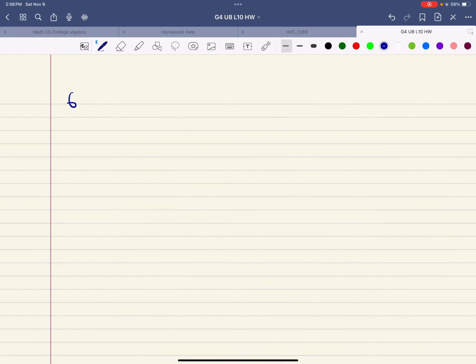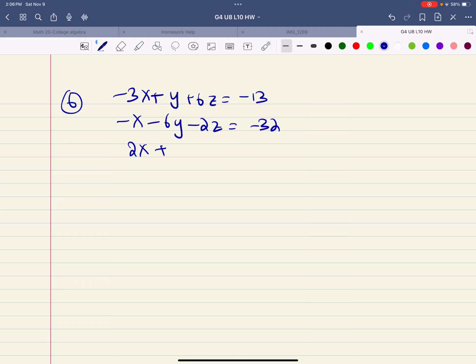Let's also check out number 6. Let me copy the problem. We got negative 3x plus y plus 6z equals negative 13. Negative 6x minus 6y minus 2z is negative 32. 2x plus 2y minus 5z equals 23.